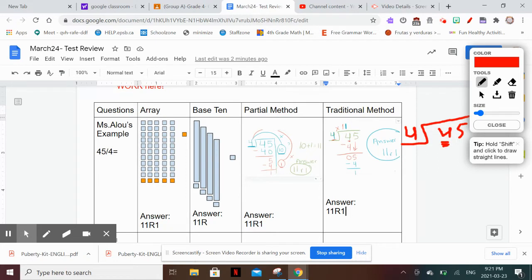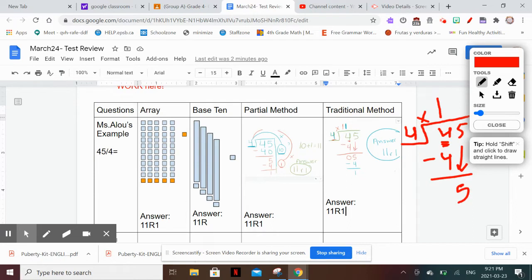The first thing I do is I look at my first digit, and I hide my second one. And I go like, well, 45. Does a 4 go in 4? Yes, it does. How many times? One time. 1 by 4 gives me 4. I subtract, I'm left with nothing. I bring down my 5.